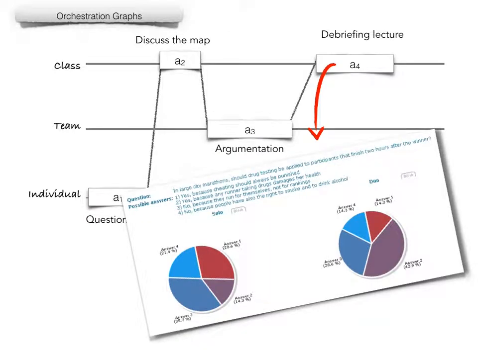And then in the end, the teacher has some statistics, and he can do a debrief, and he can say, well, look, who moved across, who changed their opinions and why, and so on. So this is a graph that he's been using for many, many years.